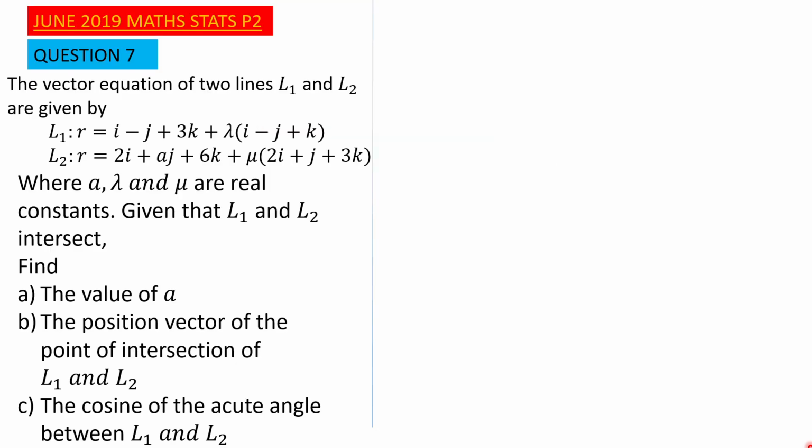The question reads: the vector equations of two lines L1 and L2 are given by what you have on screen there, where A, lambda and mu are real constants. Given that L1 and L2 intersect, find (a) the value of A, (b) the position vector of the point of intersection of L1 and L2, (c) the cosine of the acute angle between L1 and L2. So let's dive directly into the solution. (a) The value of A.